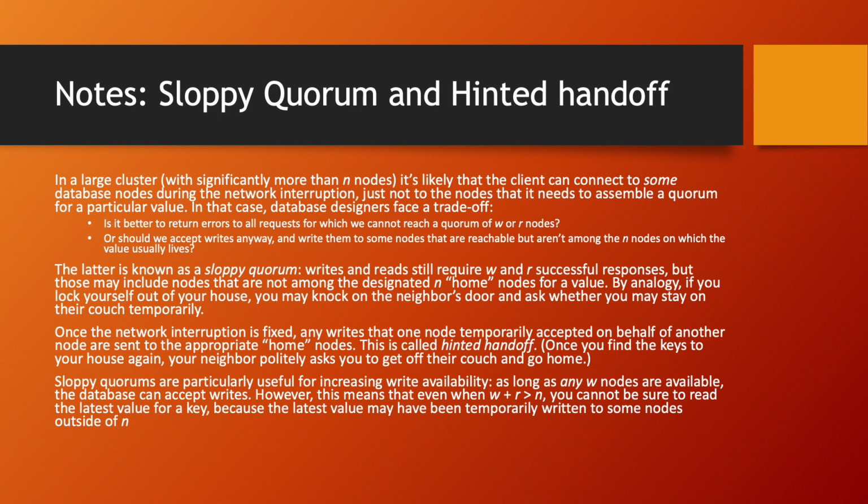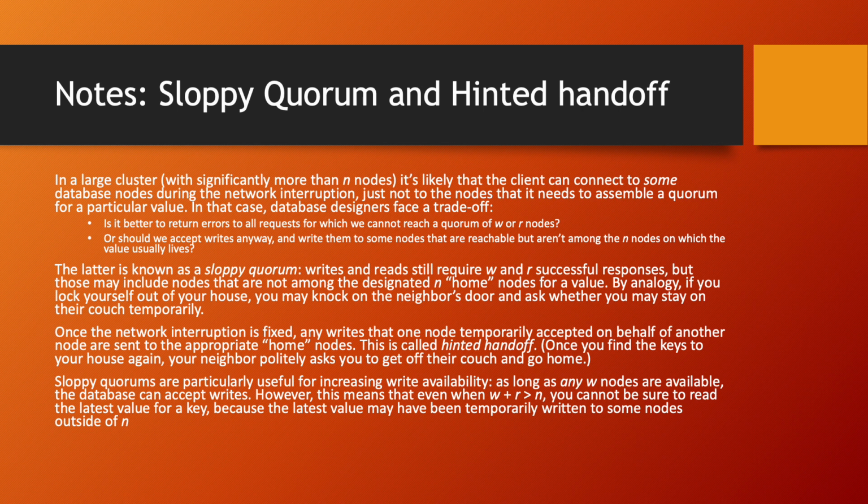Now let's see what sloppy quorum and hinted handoff are. In a large cluster with significantly more than n nodes, it is likely that the client can connect to some database nodes during the network interruption, just not to the nodes it needs to assemble a quorum for a particular value. In that case, database designers face a trade-off. Is it better to return errors on all requests for which we cannot reach a quorum of W or R nodes, or should we accept writes anyway and write them to some nodes that are reachable but aren't among the n nodes on which the value actually lives?